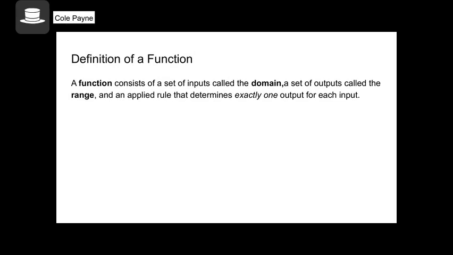Alright, so the definition of a function. A function consists of a set of inputs, or x values, that we call the domain. It also has a set of outputs that we call the range, which are the y values, and then some kind of rule that applies to the input that results in the output, that determines that exactly one output corresponds to each input. So if we plug in x is 2, we can only get out one y, or one output, when x is 2.